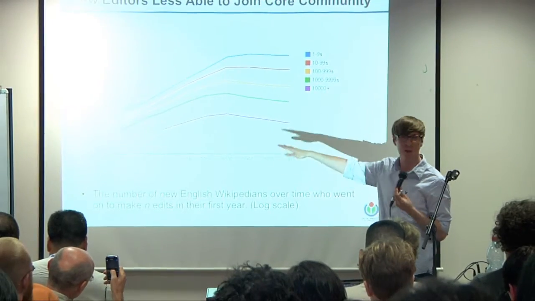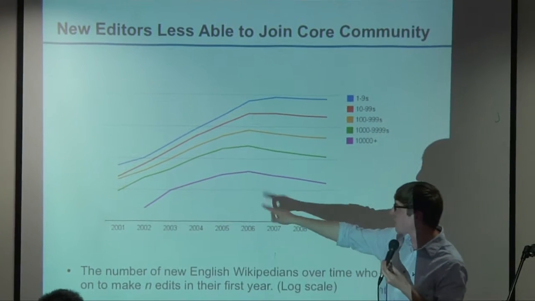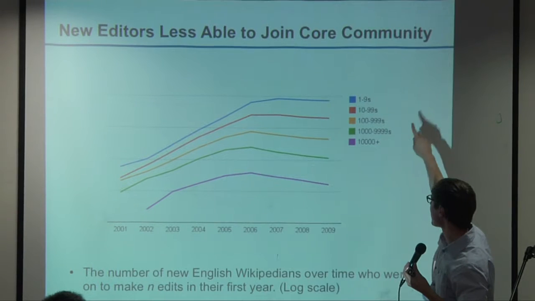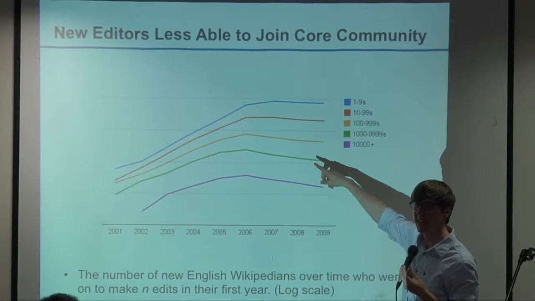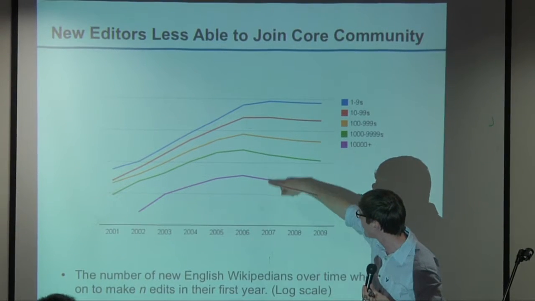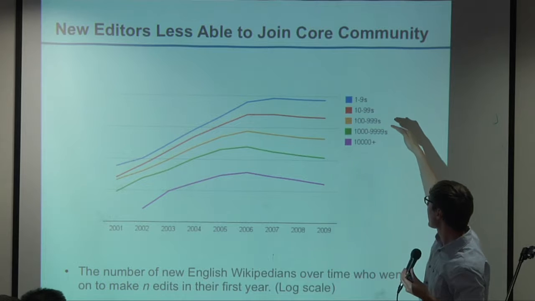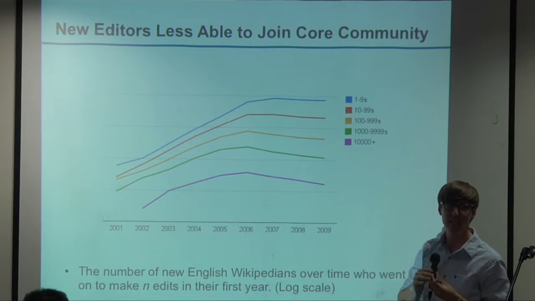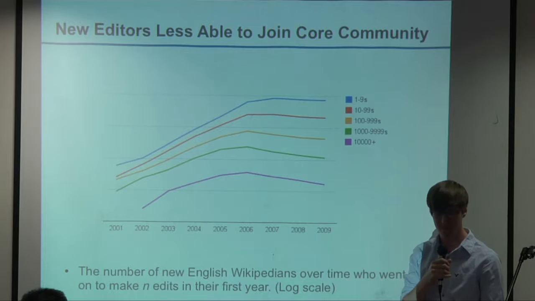And then another one I wanted to poke at is a different take on one of the graphs Howie showed about the number of editors joining. Of the editors who show up in each of these years, how many go on to make X number of edits in their first year? You can see the peak in the number of editors who showed up and made at least 9 edits throughout their lifetime peaked in 2007. But in 2006, a little earlier in mid-year, there was an earlier peak of people who showed up and went on to make 10 to 99 edits, 100 plus, 1,000 plus, 10,000 plus. So it's again that inability of new Wikipedians who show up to really join the core intense editing community.